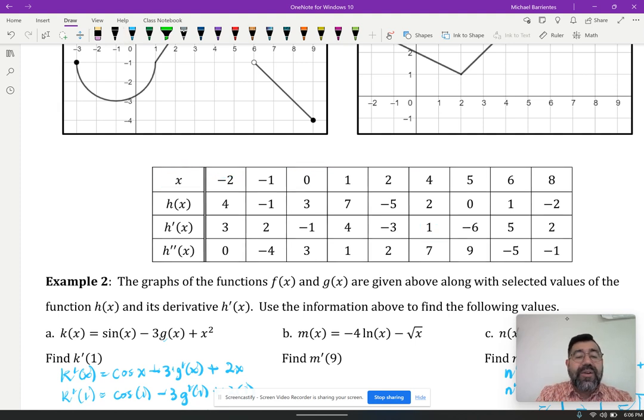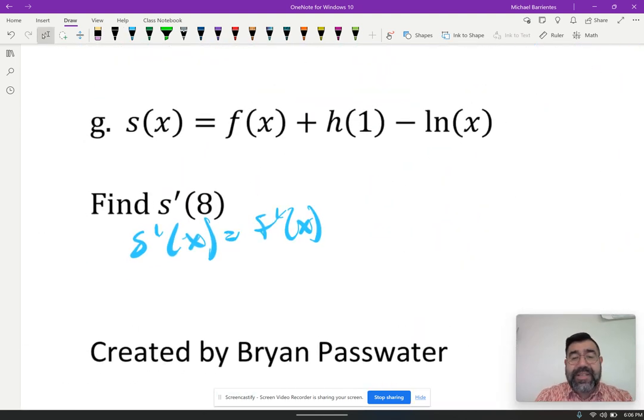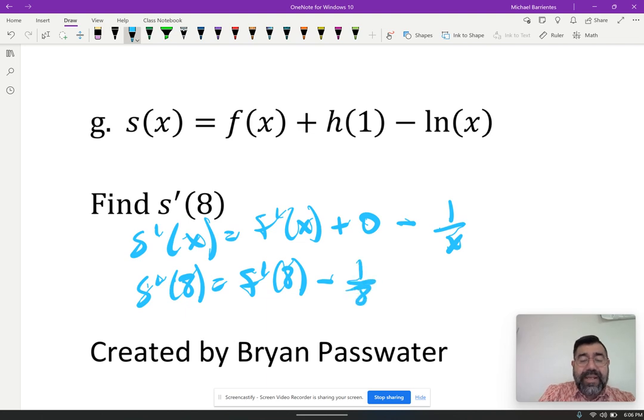We're saying when x equals 1, my output is 7. So h of 1 is actually 7. So when I take the derivative, well, that's just going to be 0. So this is plus 0 minus the derivative of the natural log of x, that would be 1 over x. So s prime of 8 is f prime of 8 minus, this goes away, 1 over 8.